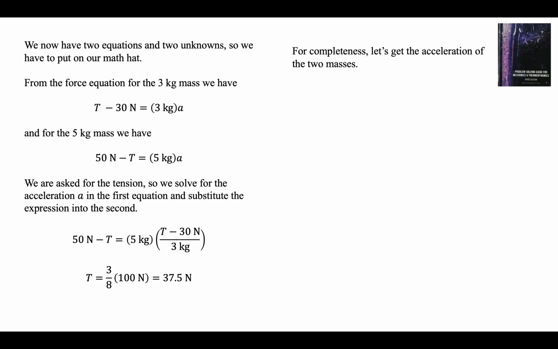For completeness, let's get the acceleration, even though we weren't asked for it. The acceleration is T minus 30 over 3 as we solved, and we know T is 37.5. So the acceleration is 7.5 newtons over 3 kilograms, which is 2.5 meters per second every second. The 3 kilogram mass is accelerating upward, 2.5 meters per second every second. The 5 kilogram mass is accelerating downward at 2.5 meters per second every second.